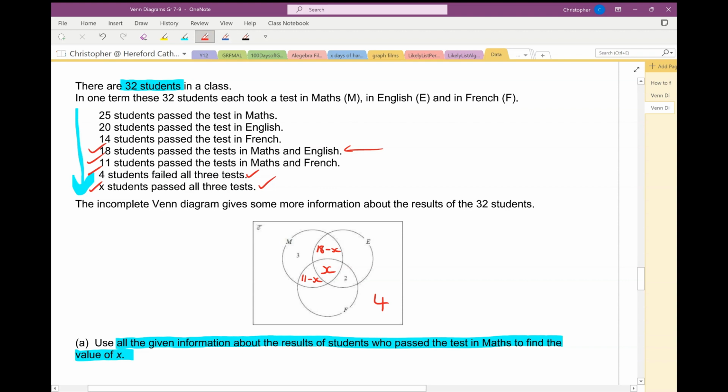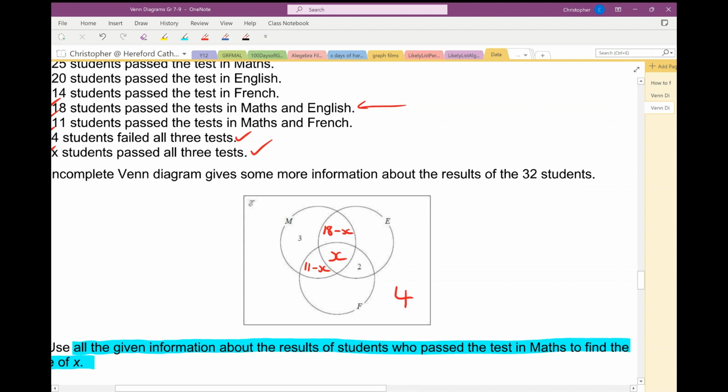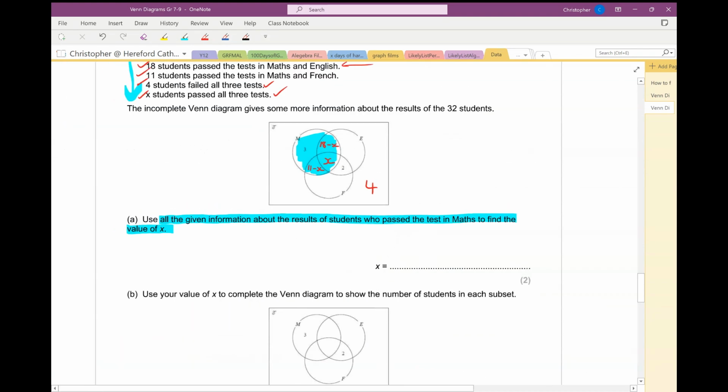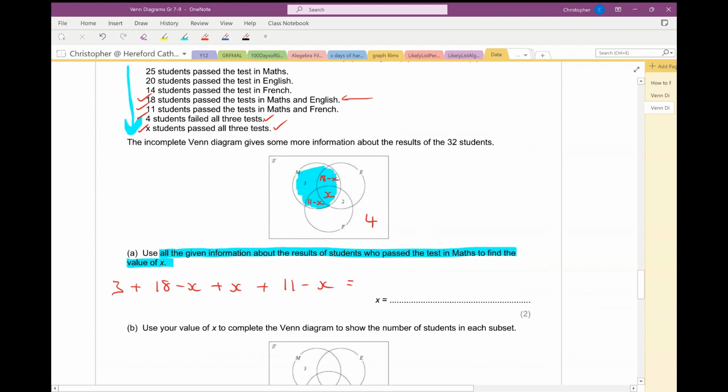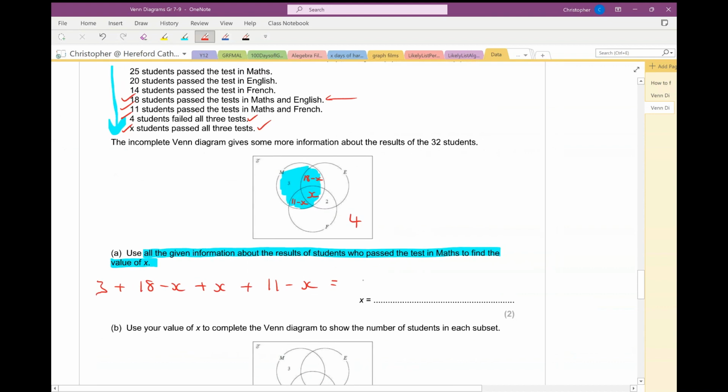25 students passed the test in maths. Oh, wait a minute. 25 students passed the test in maths. That means that all of that adds up to 25. So I can write an equation, can't I? All of that adds up to 25. So I'm going to have 3 plus 18 minus x plus 11 minus x equals, how many was it? 25. Okay, tidy up the left-hand side.